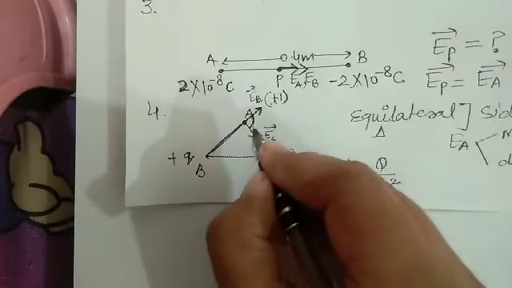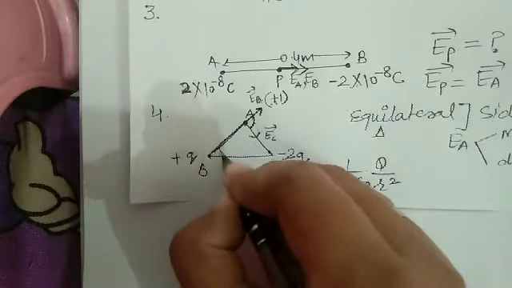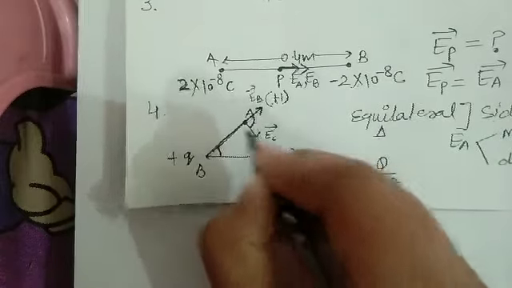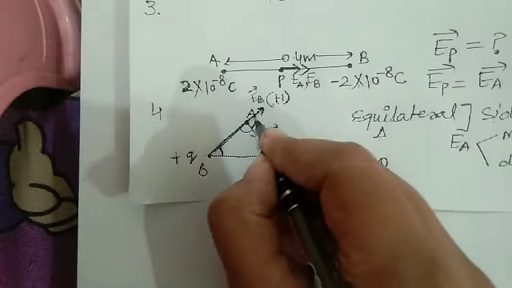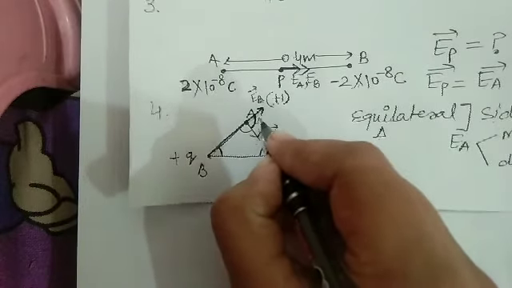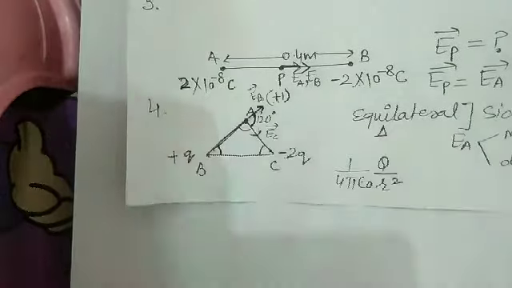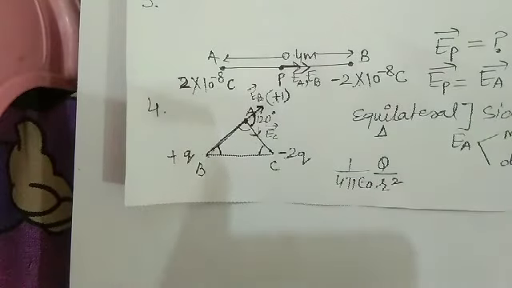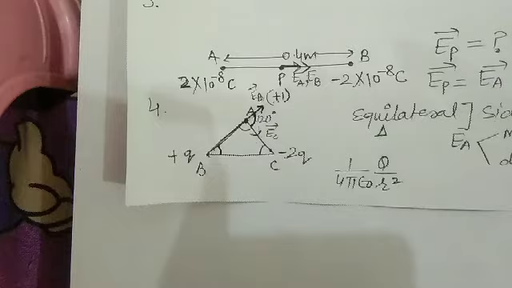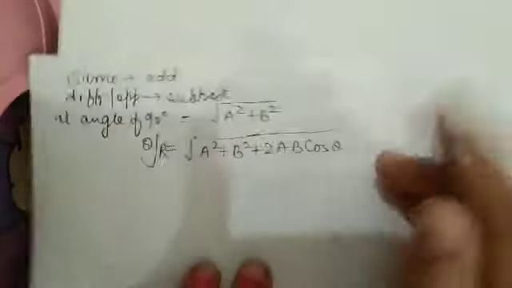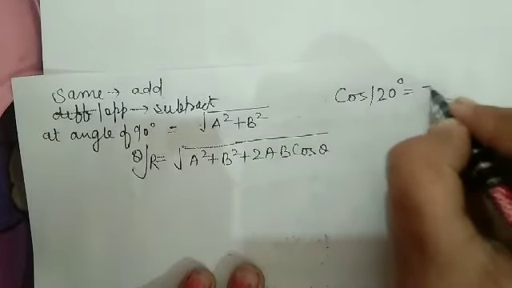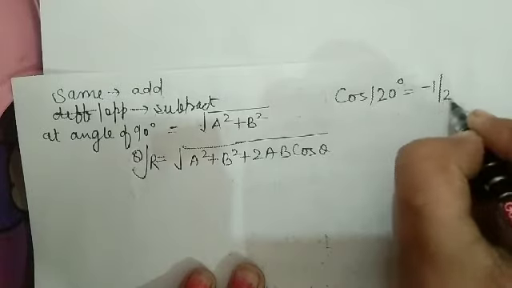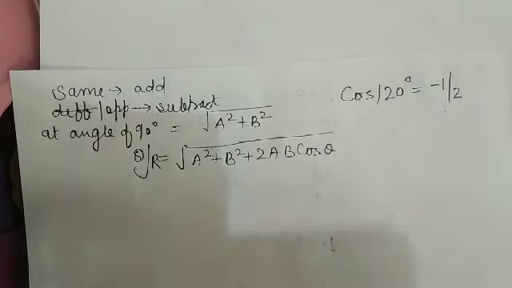What is the angle here? Theta. In an equilateral triangle, this one is 60, this one 60, this one 60. Being a straight line, this will be 180 minus 60, that is equal to 120 degrees. So substituting theta equals 120 degrees in the result of the parallelogram law of vector addition, you can find the result. But you have to keep in mind that cos 120 degrees is equal to minus 1/2. Okay, you will get the result.